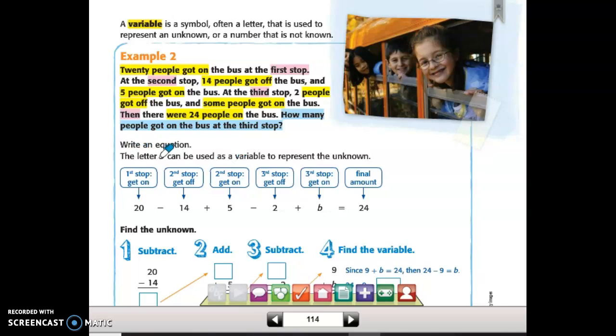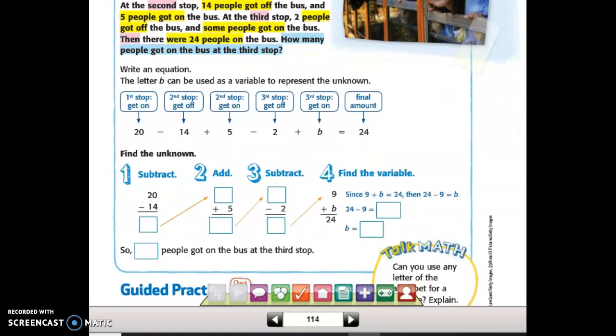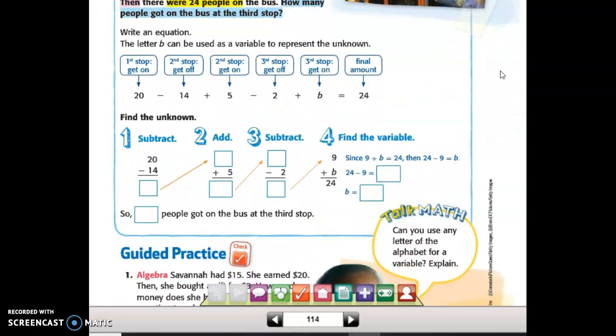So the equation, where they see the sum is where they're going to put the variable. It started with 20 people, because 20 people got on the bus at the first stop. 14 people got off, and 5 people got on. 2 people got off, and some got on. And then we know at the end of those, there was 24 people on the bus. So we're going to work through our equation.